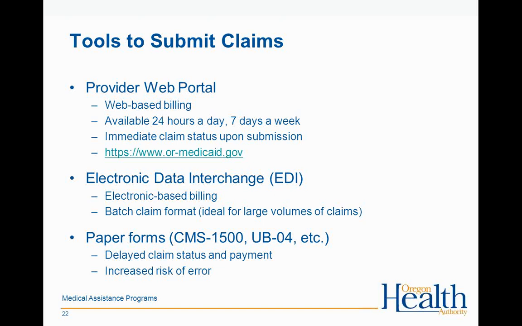And then we do accept paper forms as well, CMS 1500, UB04, depending on your provider type. Professional providers use the 1500, institutional providers use UB04. There's also a dental claim, pharmacy claim. Now with the paper forms, there is delayed claim status and payment. It takes a little bit longer. What we do is we receive those paper forms and we scan them into our system so that they're accessible in our information system.